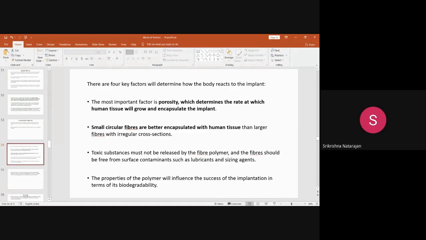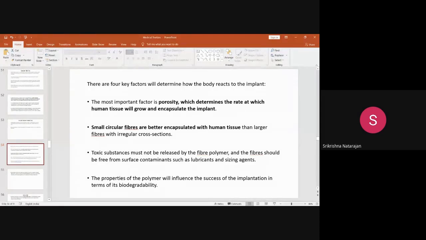And the next thing is the toxic substances must not be released by the fiber polymer, and the fiber should be free from surface contaminants such as lubricants and sizing agents. So this is important. There should not be any toxic agents released from the fiber polymer, and the fiber should be free from the surface contaminants like lubricants or sizing agents. There should not be any release of these agents.